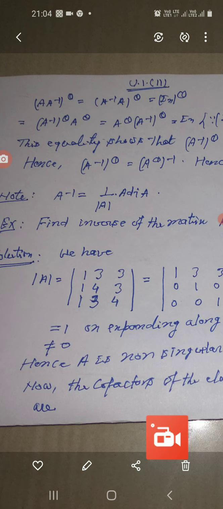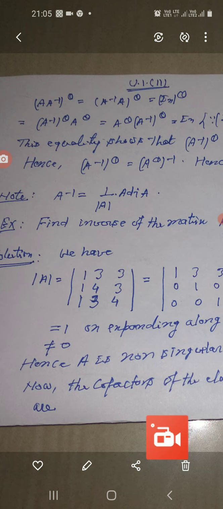Expanding this determinant along the first column, we see that this is equal to 1, which is not equal to 0. This means that the given matrix A is non-singular and hence its inverse exists.